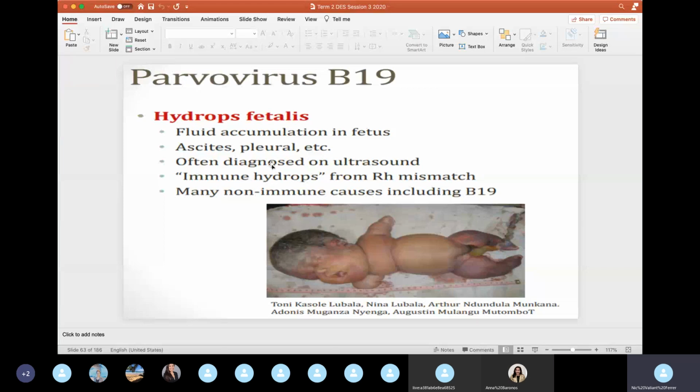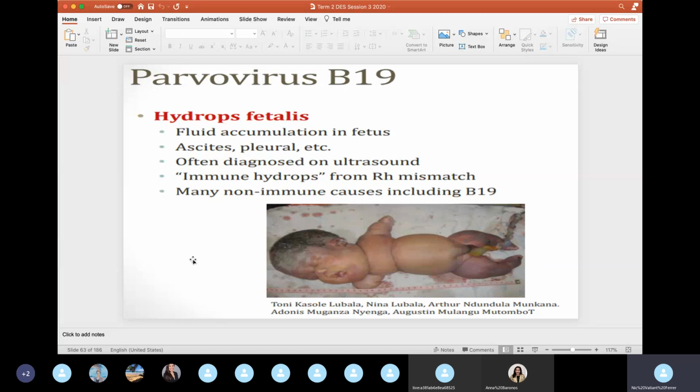Parvovirus B19, hydrops fetalis. What is this? A fluid accumulation in the fetus. This is due to what? It's an immune condition from Rh mismatch. So this condition, you're going to learn more in term 3. Okay, so parvovirus B19, think about aplastic anemia, think about hydrops fetalis. What is this one? Fluid accumulation in the fetus, commonly from what condition? From Rh mismatch. Did you talk about Rh mismatch or not yet? Yes. Briefly.